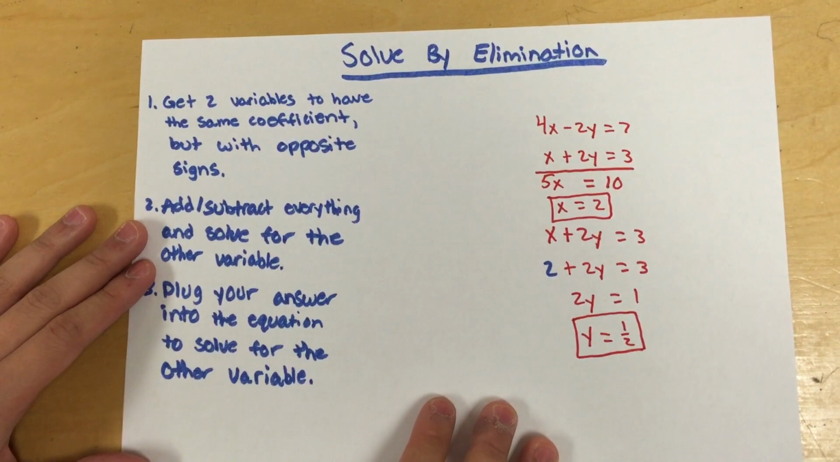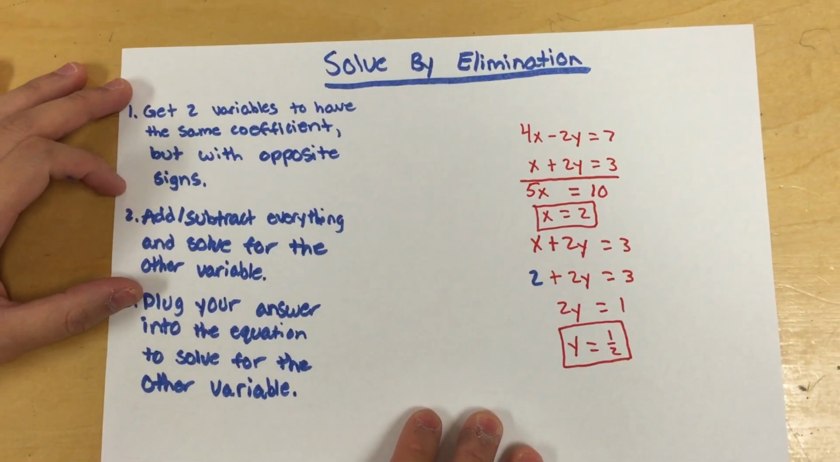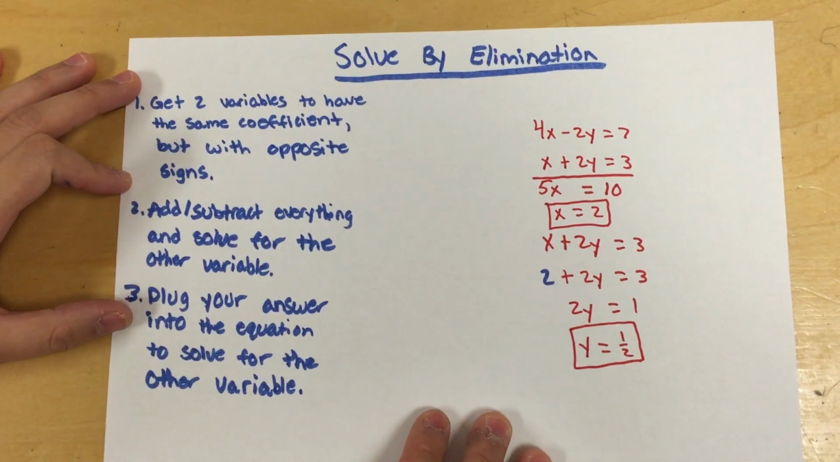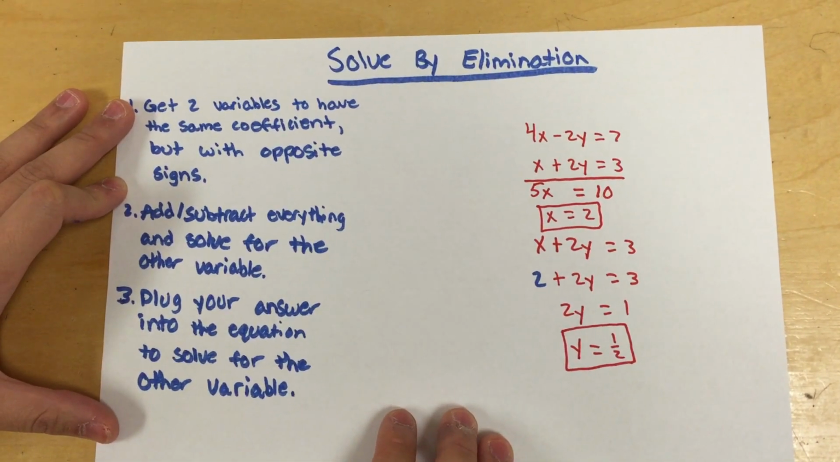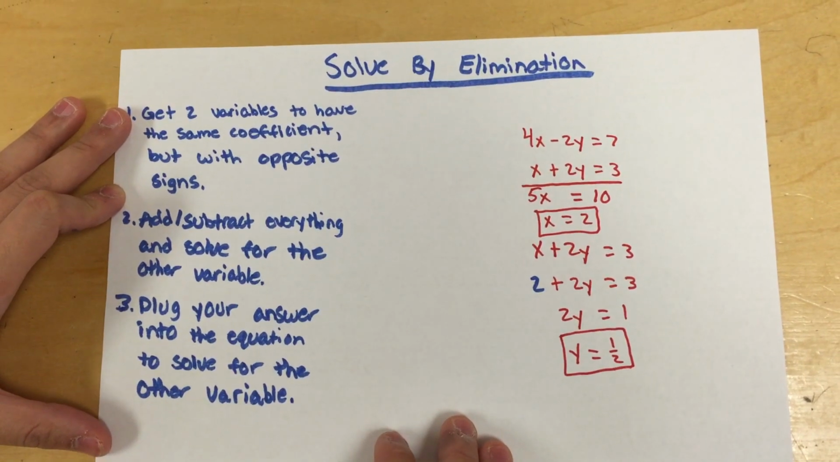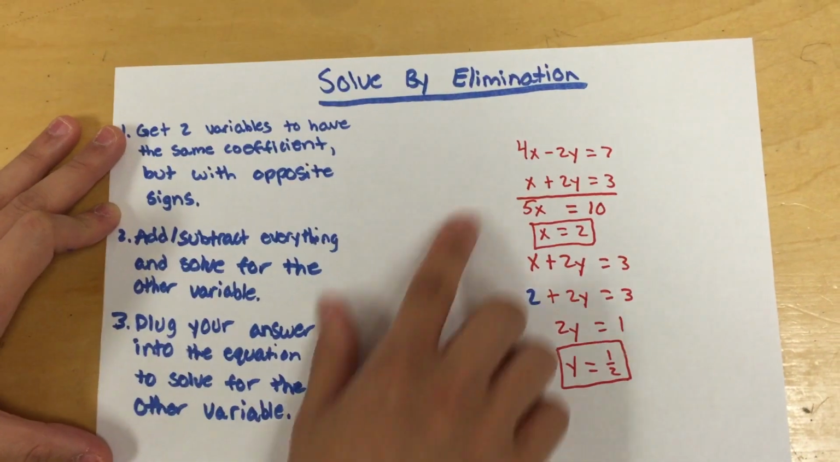You can also solve both equations through elimination. First, get two variables to have the same coefficient but with opposite signs. We will call these additive inverses. Add or subtract everything and solve for the variable. Plug your answer into the equation to solve the other variable.